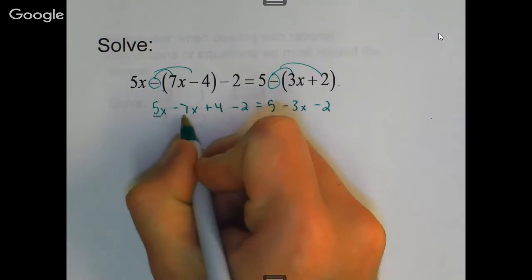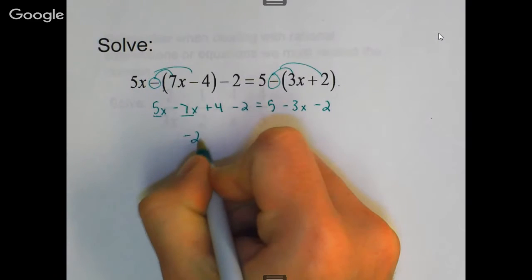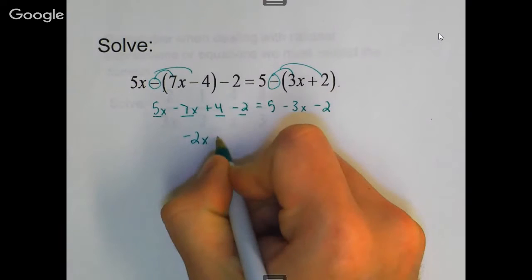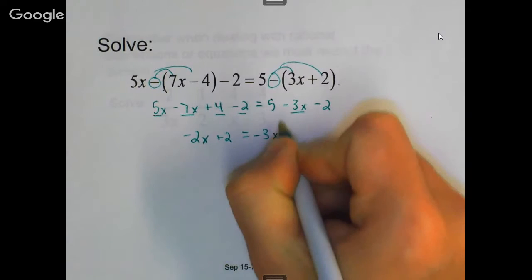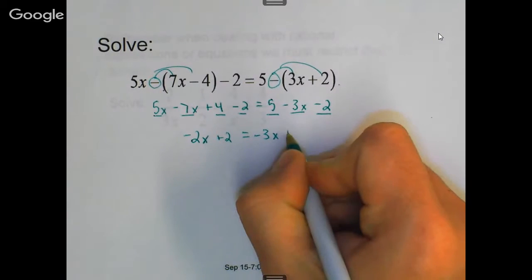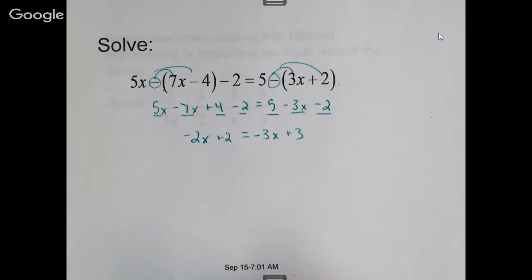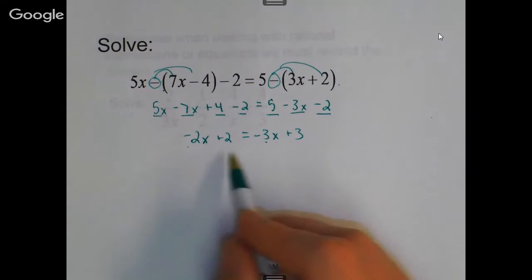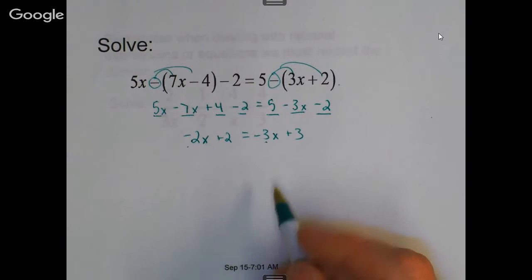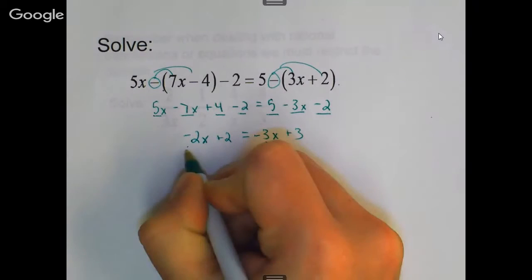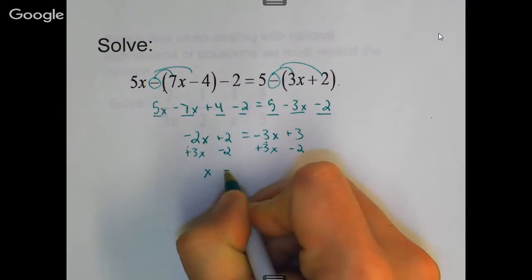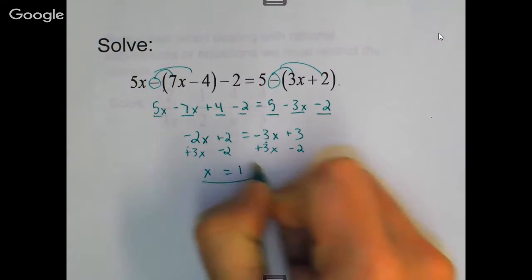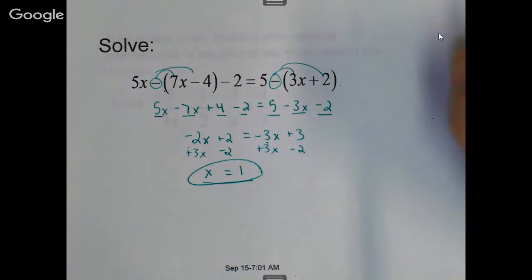So now we'll add like terms on each side. So I've got 5x minus 7x, so that's minus 2x. 4 minus 2 is 2. Equals minus 3x, 5 minus 2 is 3. So now I get to pick a side that I want x to go to. And it does not matter which side you move the x to and which side you move the numbers to. So let's add 3x to get x, and we'll subtract 2 equals 1. So your answer is x equals 1.